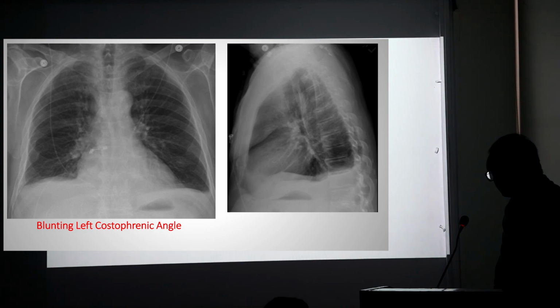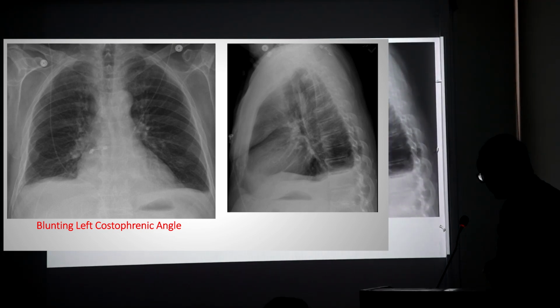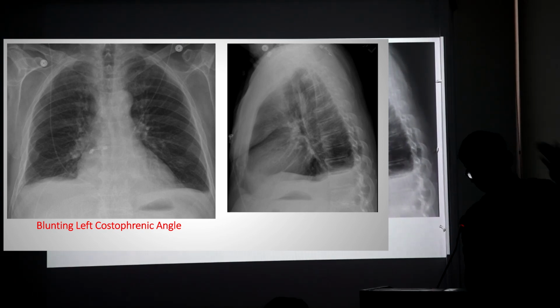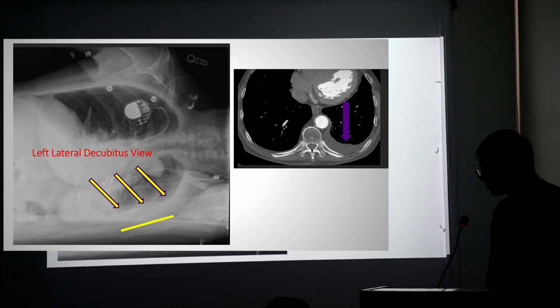Blunting of the left costophrenic angle. We can make out a small amount of blunting on the left side. But at the same time, if this patient undergoes a lateral X-ray, we can easily make that out. At first, it fills up the posterior costophrenic angle. The water goes first to the posterior costophrenic angle.